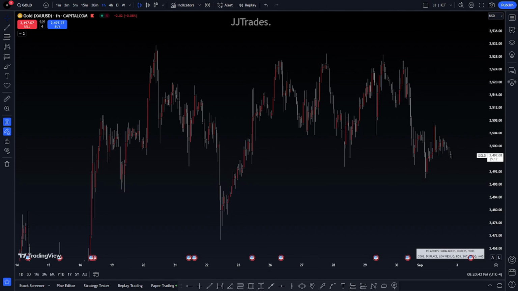Now, institutional market structure, pretty simple, maybe a little confusing at first, but it's simply just highs and lows, okay? Highs and lows make up different highs and lows, okay? It's really that simple, okay?